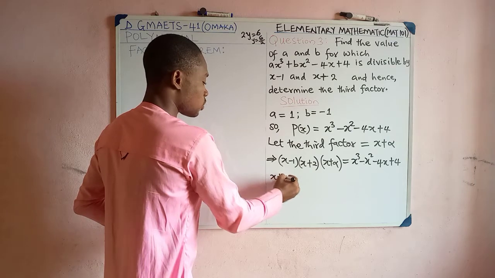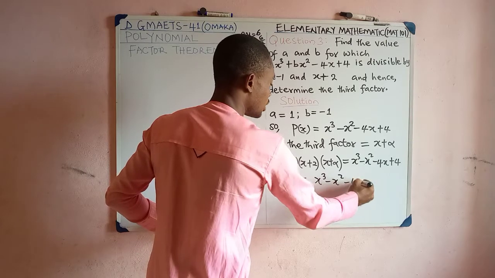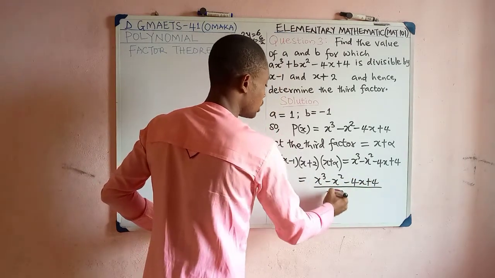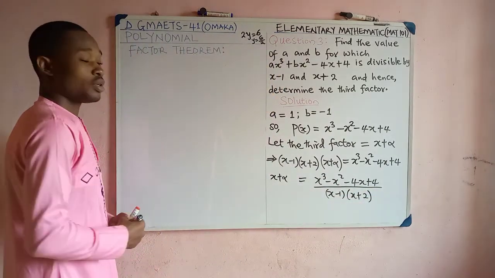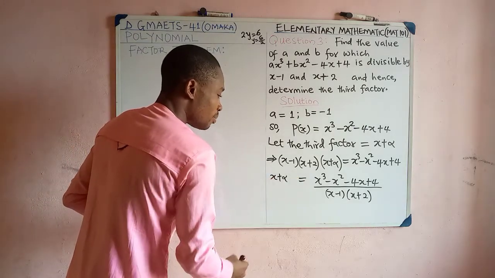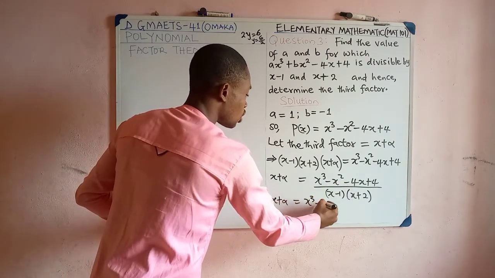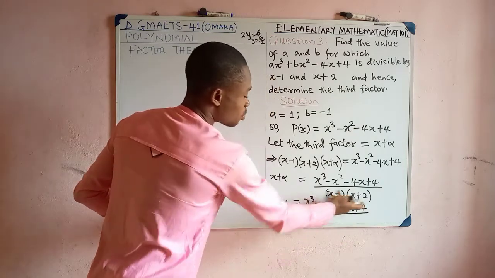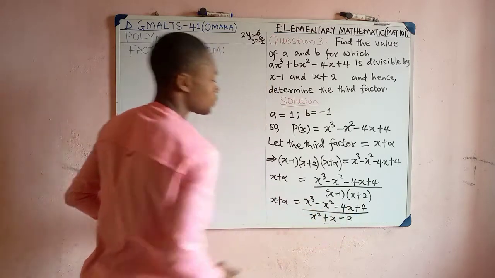So we're going to write x plus alpha now is equal to x cubed minus x squared minus 4x plus 4. We're going to divide this by x minus 1 and then x plus 2. Is that okay? So at this point, we will obtain this factor. But first of all, you can multiply this out before you start dividing. This is going to give us x cubed minus x squared minus 4x plus 4 divided by, if you expand the denominator, you get x squared plus x minus 2.